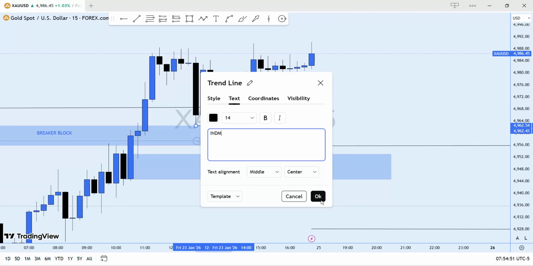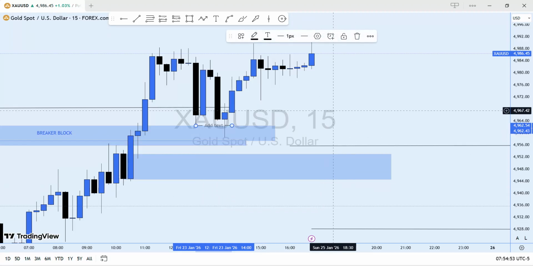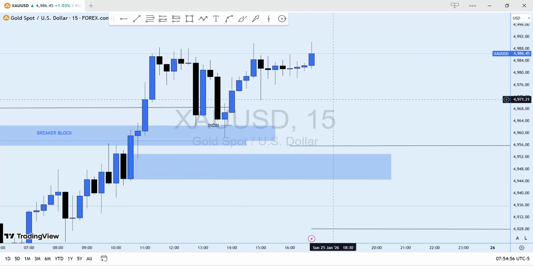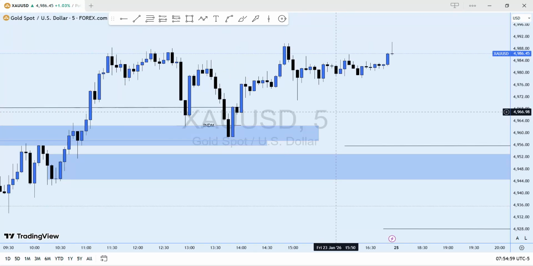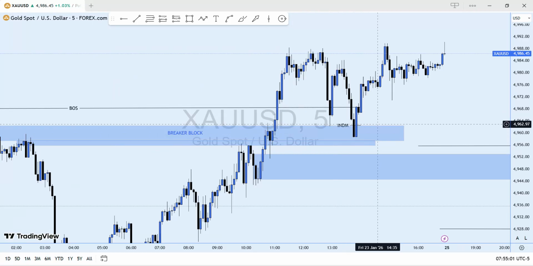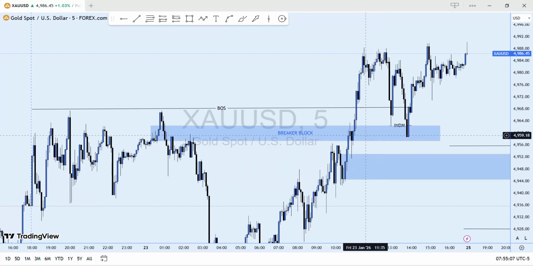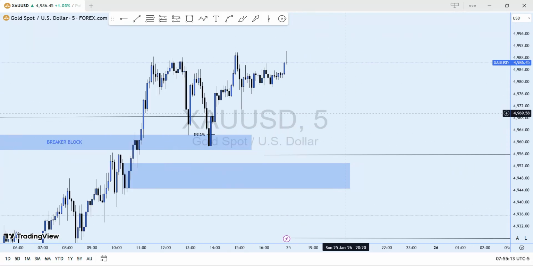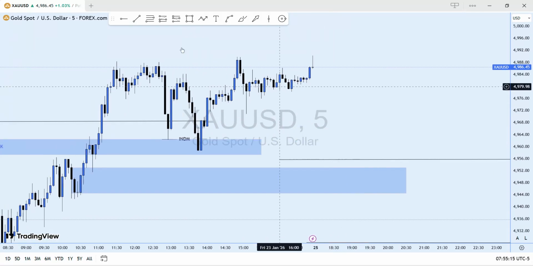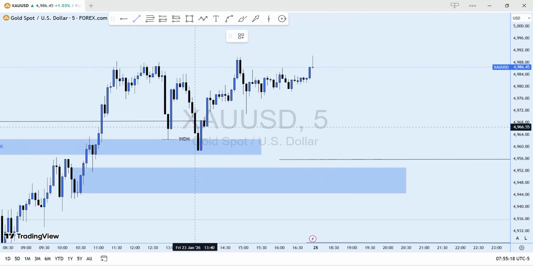All right, I'm putting the inducement there. All right, this is the inducement. Let's go down to 5 minutes and it will be much clearer. So you see, this one is taken out of the way. And as we know, this is another block too that the market came and tapped into before pushing to the upside. So that is also a very good thing to look into.